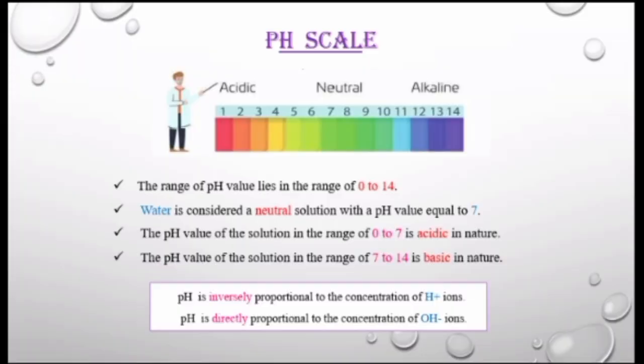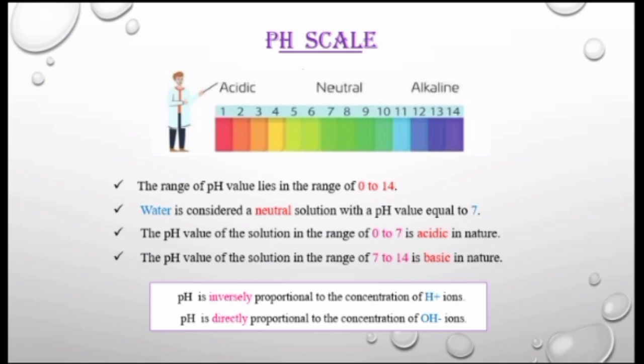Next, we are going to see what is a pH scale. The pH scale is divided into 3 parts: acidic, neutral and alkaline. The range of pH value lies in the range of 0 to 14. Water is considered a neutral solution with a pH value equal to 7. The pH value of the solution in the range 0 to 7 is acidic and 7 to 14 is basic in nature.